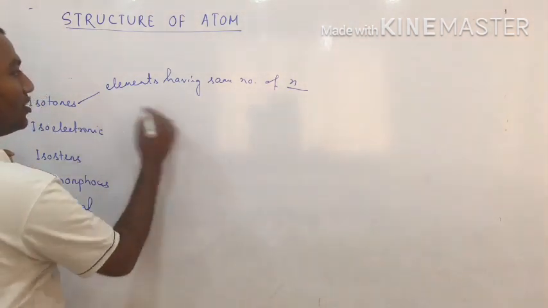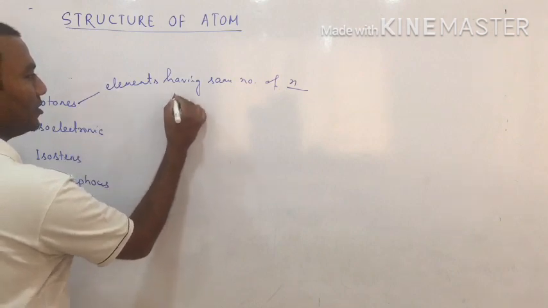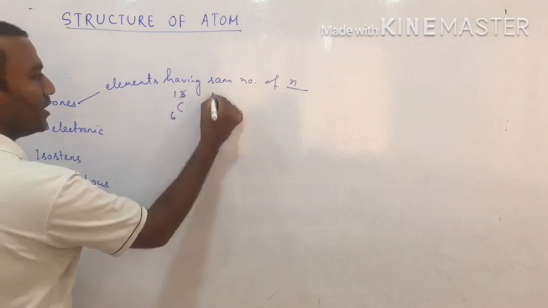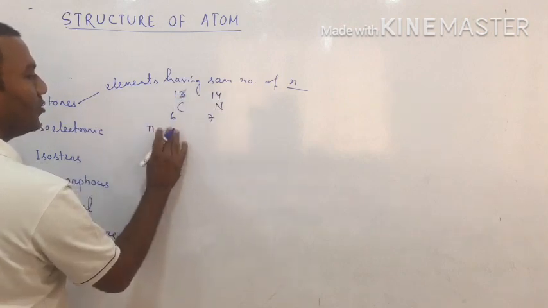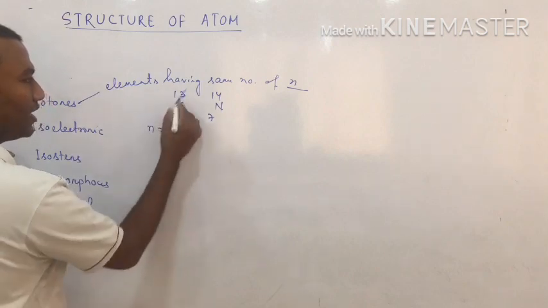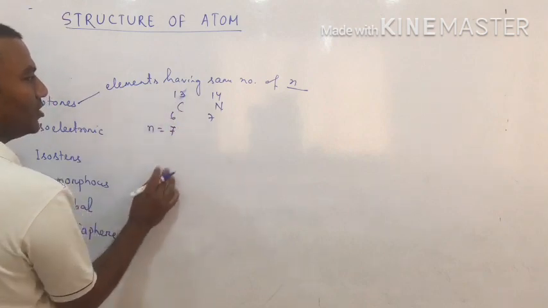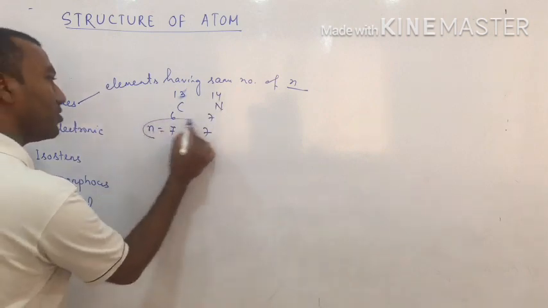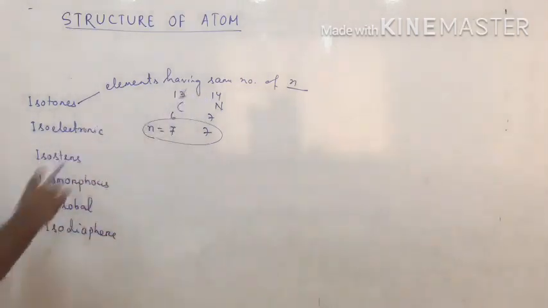So neutrons the same, you see, carbon suppose 6-13, nitrogen 7-14. Here the number of neutrons equals mass number minus atomic number. So 13 minus 6, how much? 7. 14 minus 7, 7. So here neutrons are the same. That means these two are isotones.